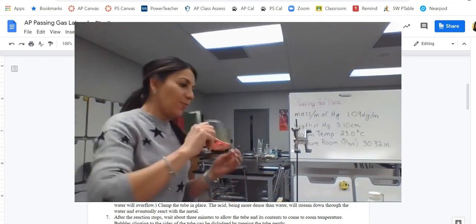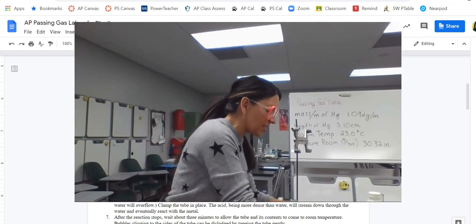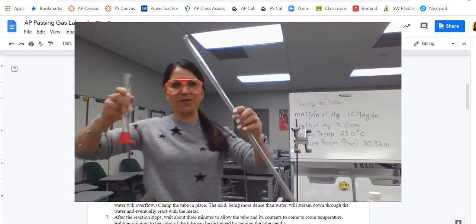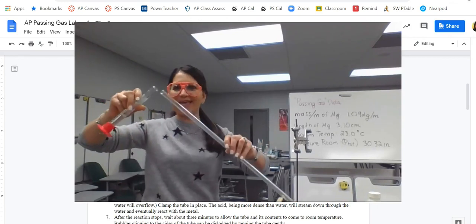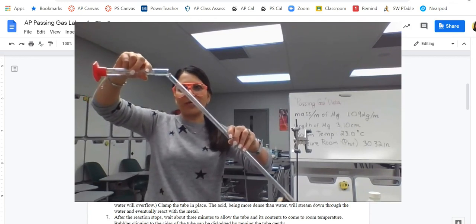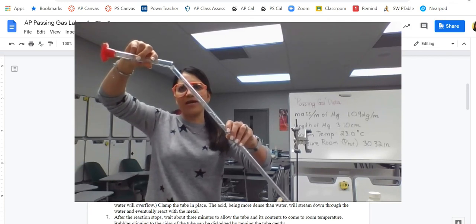The next thing I need to do is add this hydrochloric acid right into this gas tube. People always ask, how is it that I don't spill? Usually I would do this over the sink, but I always angle everything, and then it's almost like they're kissing each other. So I'm just going to drop that right in, and this is about 15 milliliters of the hydrochloric acid.